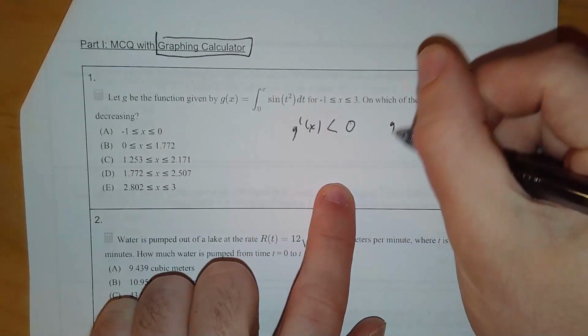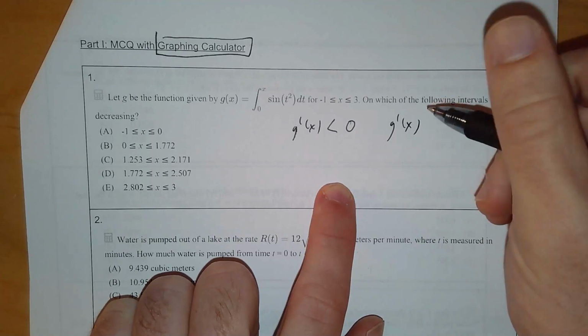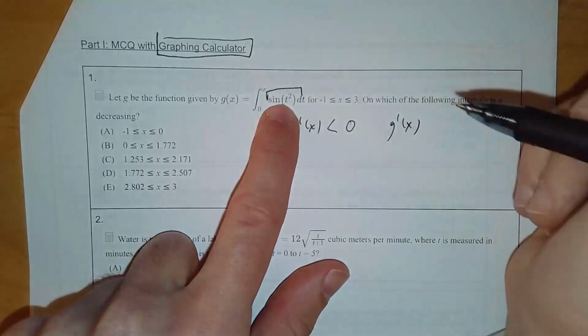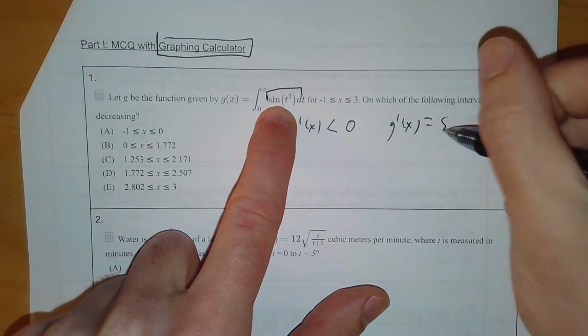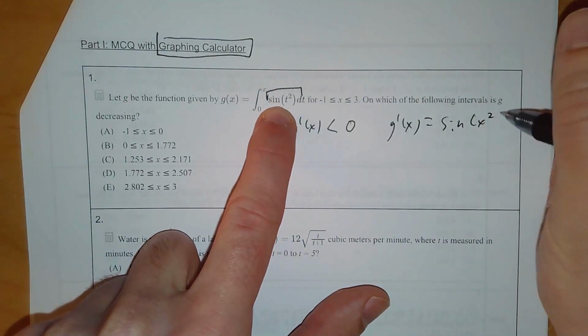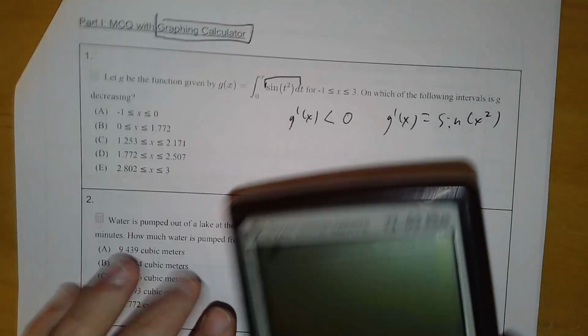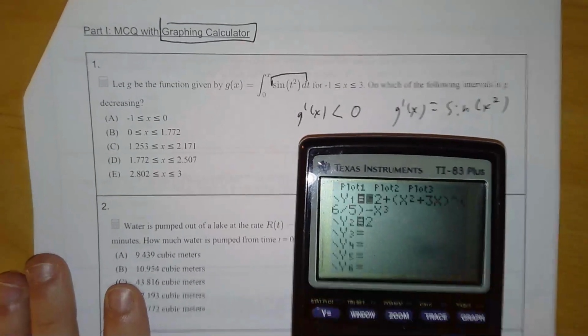Well, what is the derivative of g of x? This is fundamental theorem of calculus part 1. The derivative of g of x is just the integrand here. It's sine x squared. So what I'm going to do is graph sine x squared. Here you're going to go to your calculator, to y1.